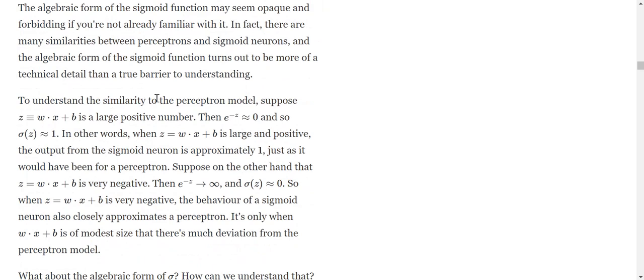To understand the similarity to the perceptron model, suppose z is equal to w dot x plus b is a large positive number. So when this is a large positive number, you have say e to the negative 1000. So that would be 1 upon e to the 1000, right? Because negative powers just take the reciprocal. So you have 1 upon e to the 1000, and when you have 1 divided by such a large number, the value would tend to 0. So when a very large number is inserted, e to the negative z approximates to 0.